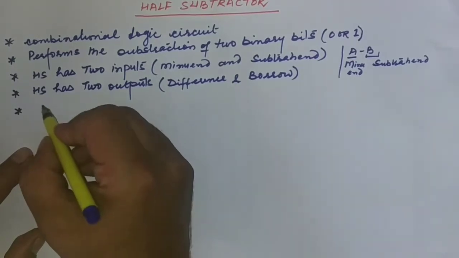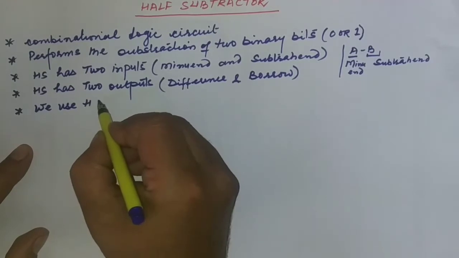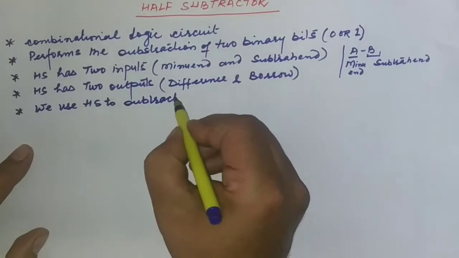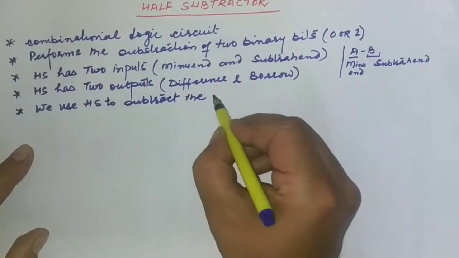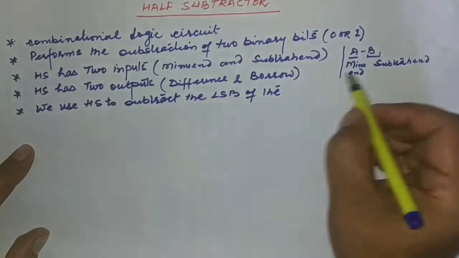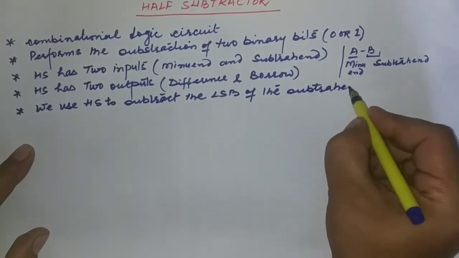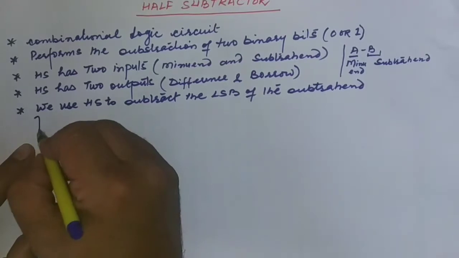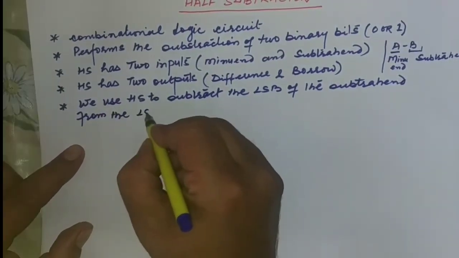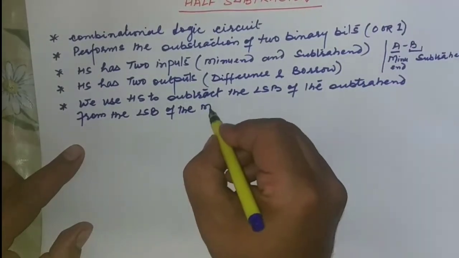Next point is that we use half subtractor to subtract the least significant bit of the subtrahend from the least significant bit of the minuend.